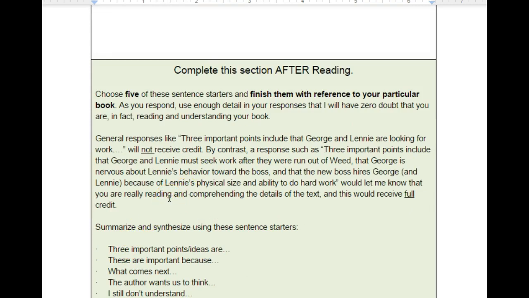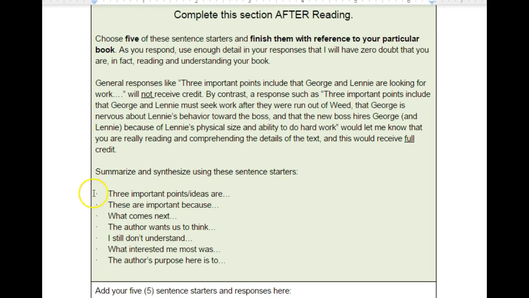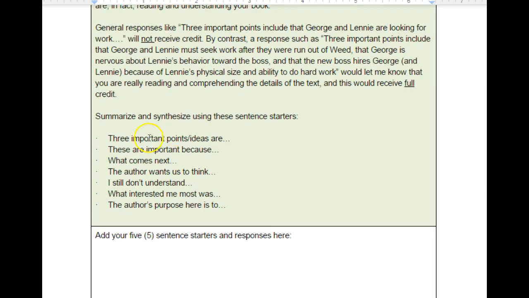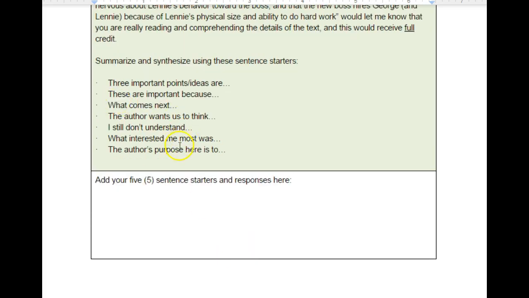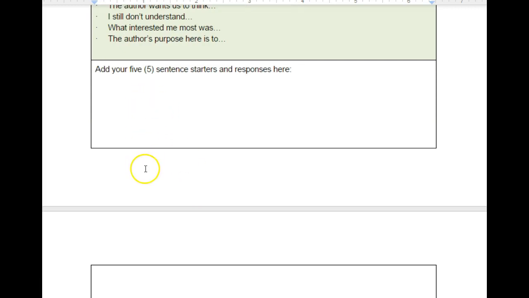Then lastly, we've got the after reading section. When you are done with that 1/3 of your reading, you're going to go back and review it in your mind. That's the summarizing. That's what helps it stick in your brain. So again, you're going to pick 5 of these sentence starters. The sentence starters will force you to go back and review the content. 3 important points in this section are, well, you have to think back on what you read and explain what those 3 ideas are in your sentences here. Or what comes next is some catastrophe with George and Lenny. Or I still don't understand why the doctor wouldn't treat the baby who's been stung by the scorpion. That type of thing. So you'll finish those off with 5 sentence starters here.